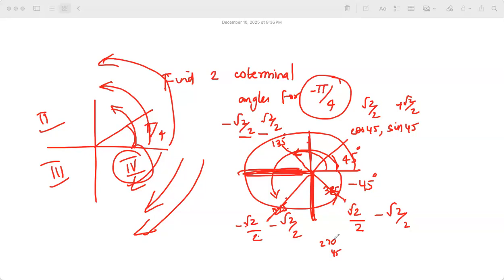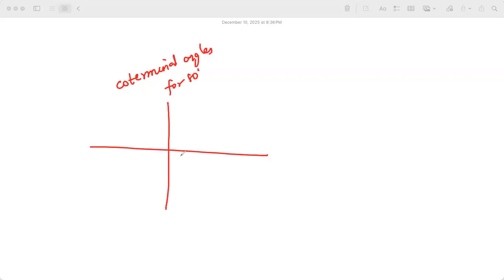Now, what is the coterminal angle for 80 degrees? Any two coterminal angles, find out. What are the coterminal angles for 80 degrees? 80 degrees is somewhere here. You can quickly calculate. Reference angle, you know, this is 10 degrees, right? Yeah, go ahead.